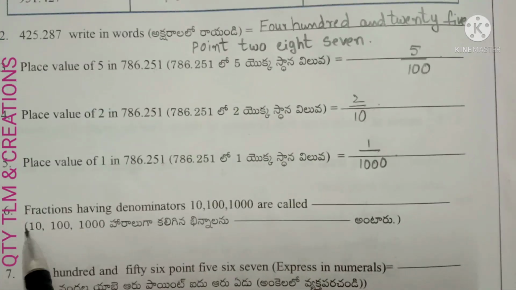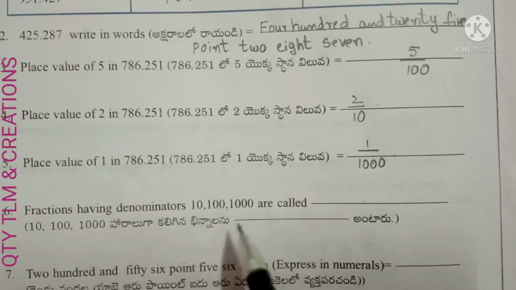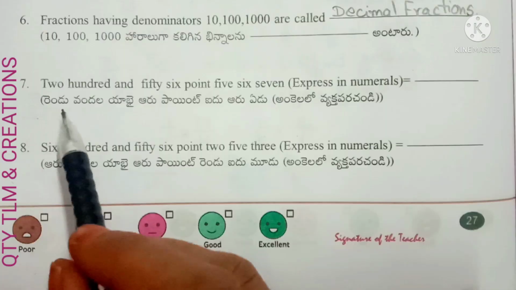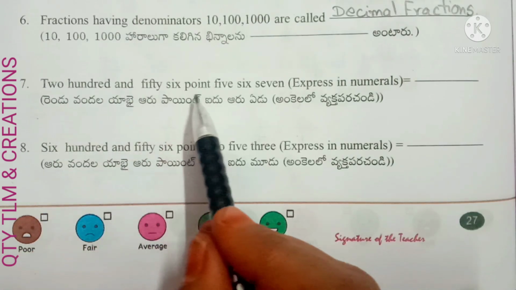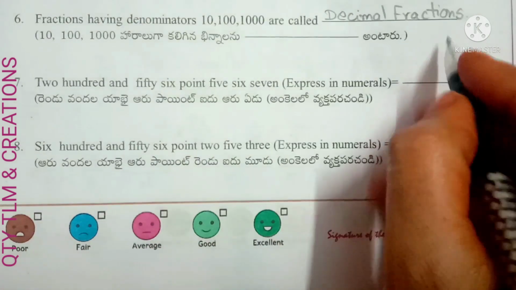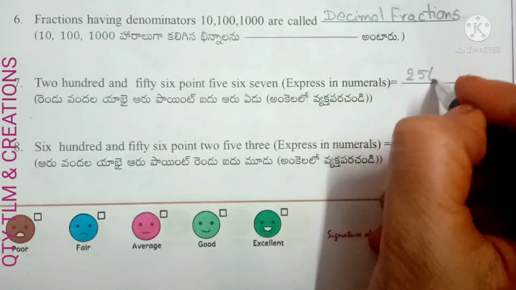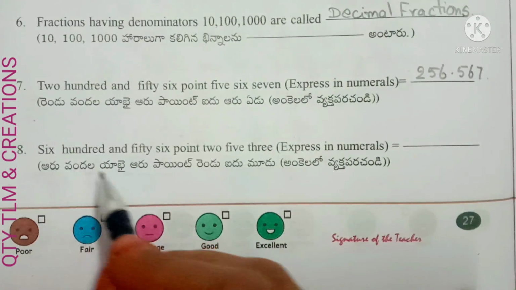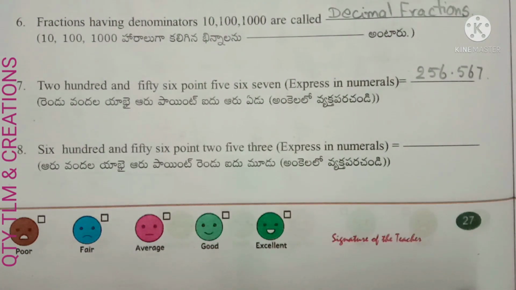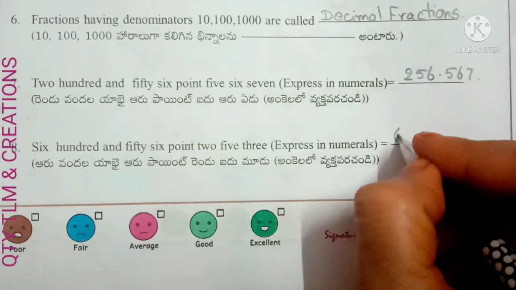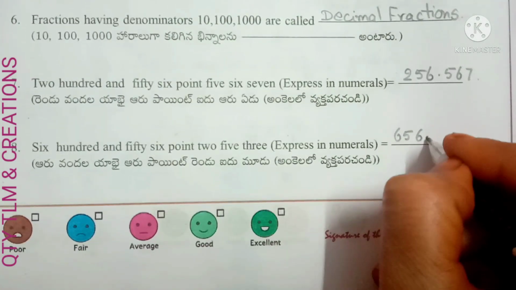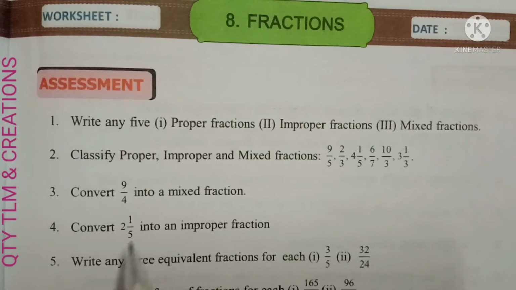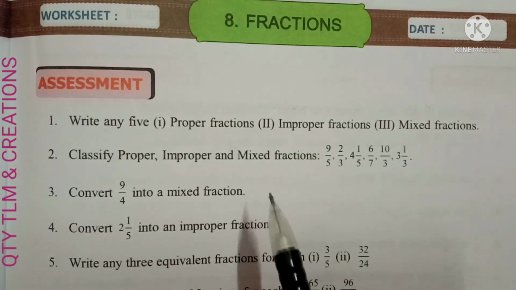Next, fractions having denominators 10, 100, 1000 are called decimal fractions. Next question, 256.567. Next question, 656.253. Express in numerals. 656.253.